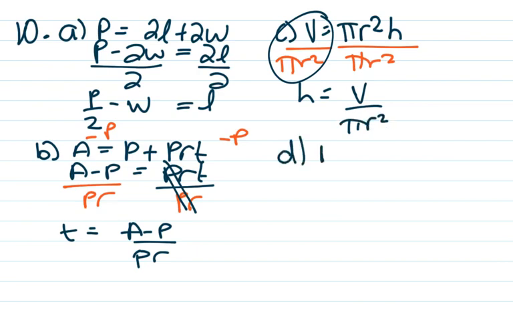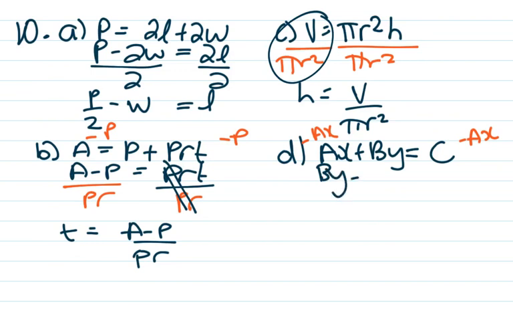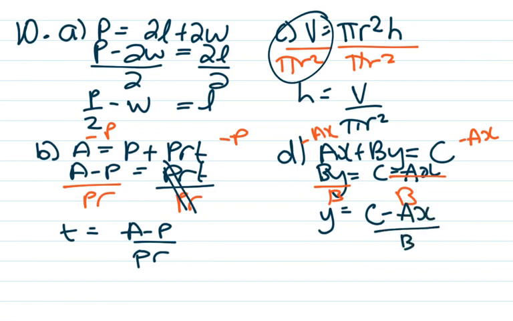And D, ax plus by equals c, and I need to get y by itself. So first I'm going to take away ax from both sides. So now I have by equals c minus ax, and then divide by b. y equals c minus ax over b.